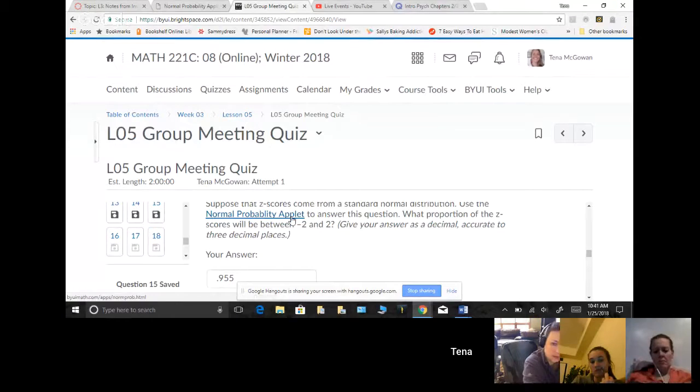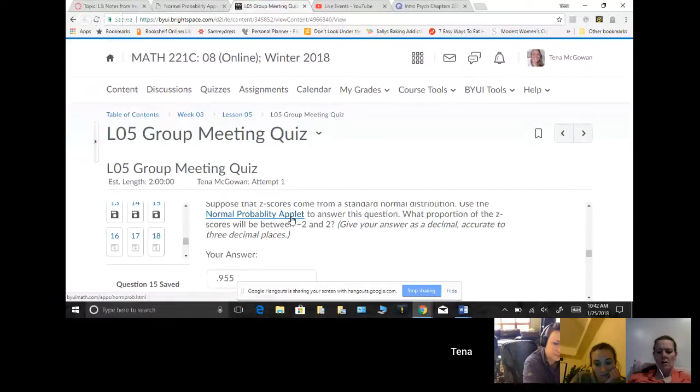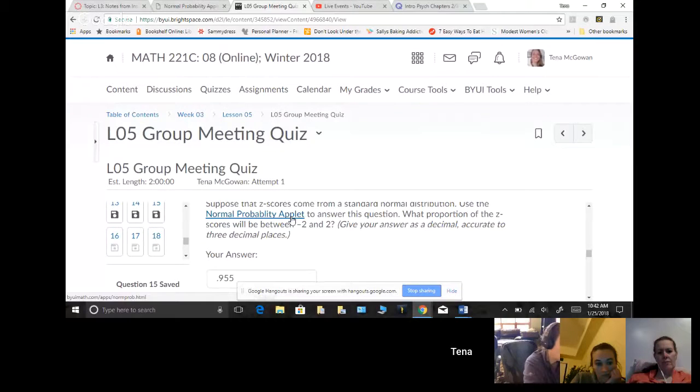Right click it. I don't know, because you don't have a PC. But if you know how to open things in a new tab, that's what you should do. Okay. So 0.683 is the answer.